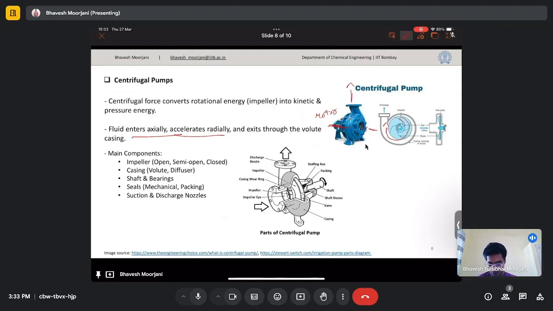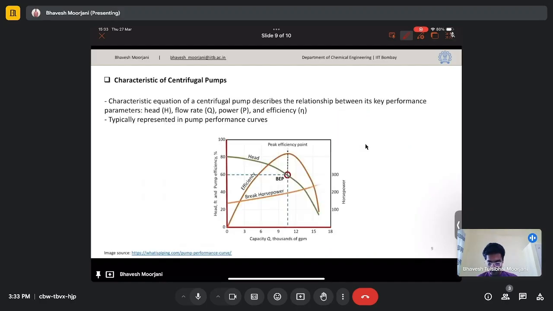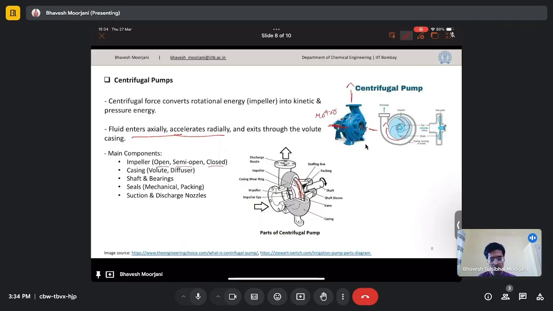The main components of the pump include the impeller. Impellers are this rotating part. There are different types of impellers used to convert mechanical energy into kinetic energy, to give the fluid kinetic energy. Depending upon the type of fluid that we use, we might have open, semi-open or closed impellers. I will show you the graphical representation of these impellers also.